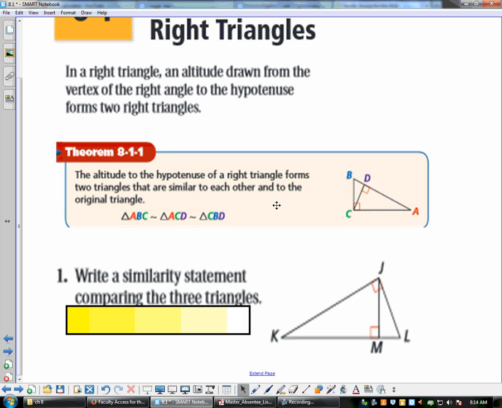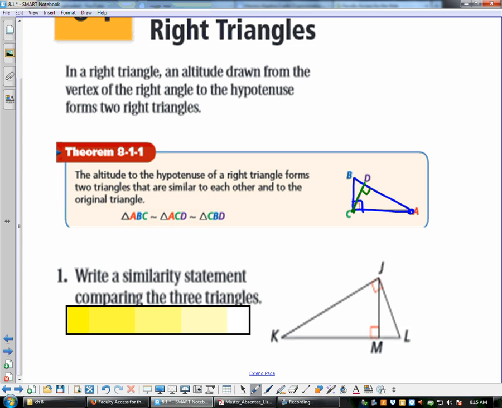So what I want you to understand from this is when you have a right triangle, we're starting with this right triangle ABC. We see that angle C is the right angle here. If you draw an altitude to the hypotenuse from the right angle, this is an altitude forming another right angle here, we now have not just one right triangle, but three right triangles.